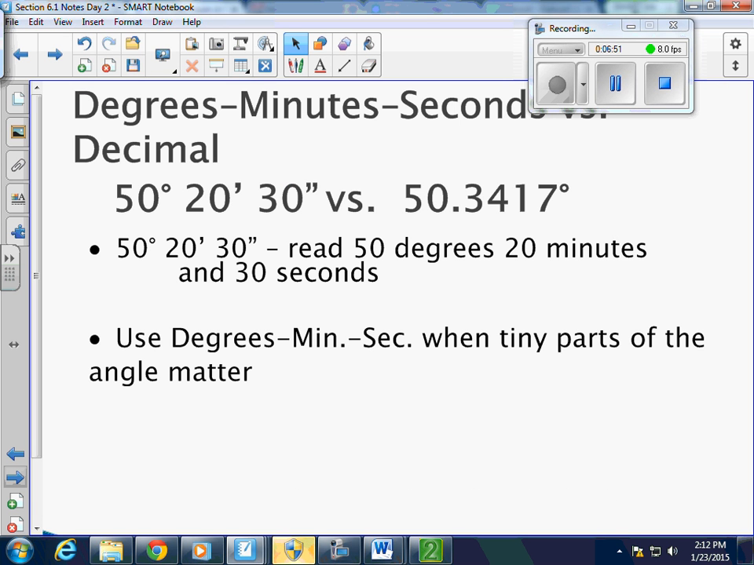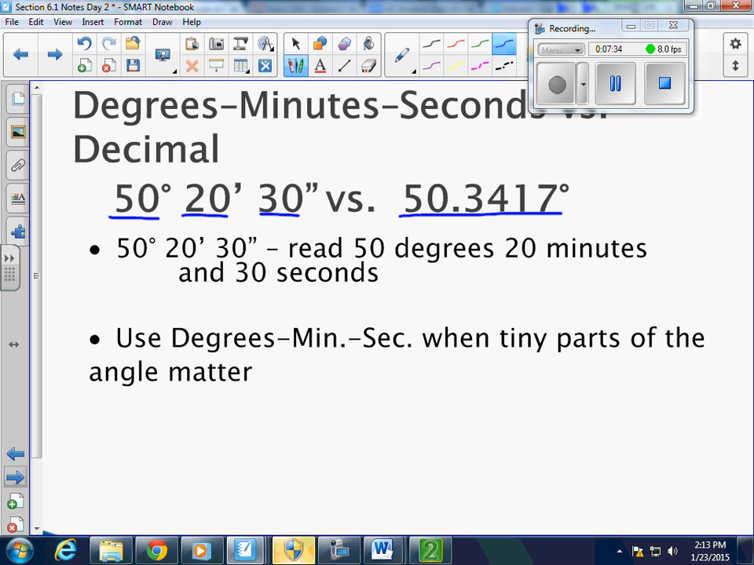All right, so now the next part, we've already talked about the difference in degrees and radians. There's different ways to write degrees. There's degrees as decimals, and there's degrees as degrees, minutes, and seconds. Okay, and so if you look at the two things that we've got here, 50.3417 degrees is the same as writing 50 degrees, 20 minutes, and 30 seconds. It's a different way to write things. It'd be kind of like sometimes writing 39.77 million instead of 39,770,000. There's just different ways to write the same thing.